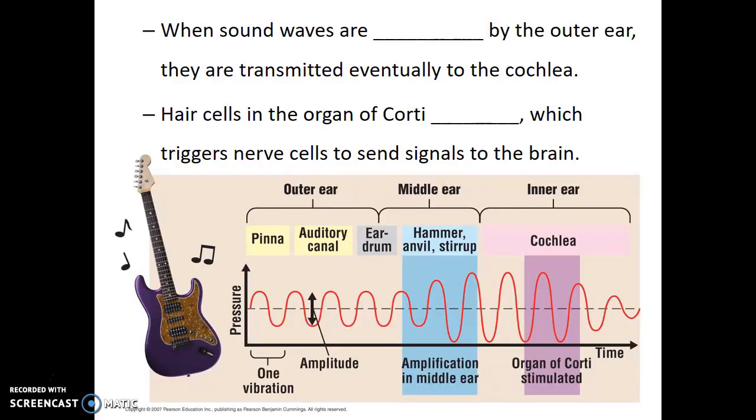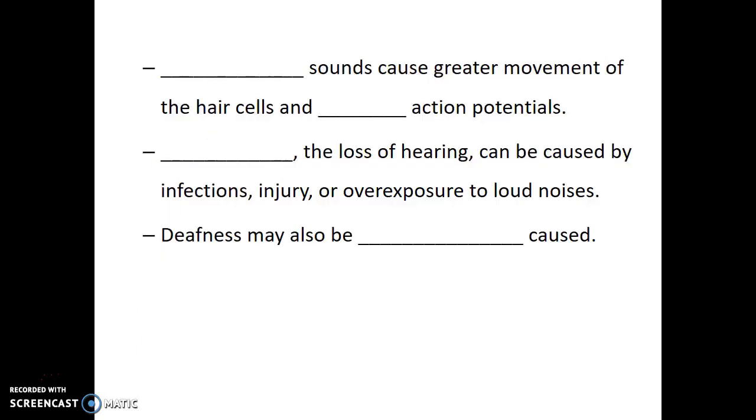When sound waves are collected by the outer ear, they're transmitted eventually to the cochlea. Again, that's through the vibration of the eardrum or tympanic membrane, the movement of the ossicles or middle ear bones, and then finally that vibration is transferred to the cochlea. Hair cells within the organ of Corti bend, which trigger the nerve cells to then send signals to the brain. Louder sounds cause greater movements of those hair cells and generate more action potentials.